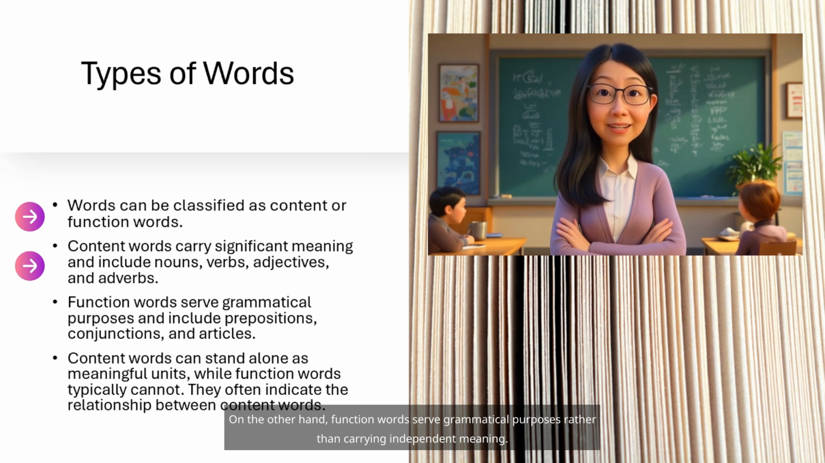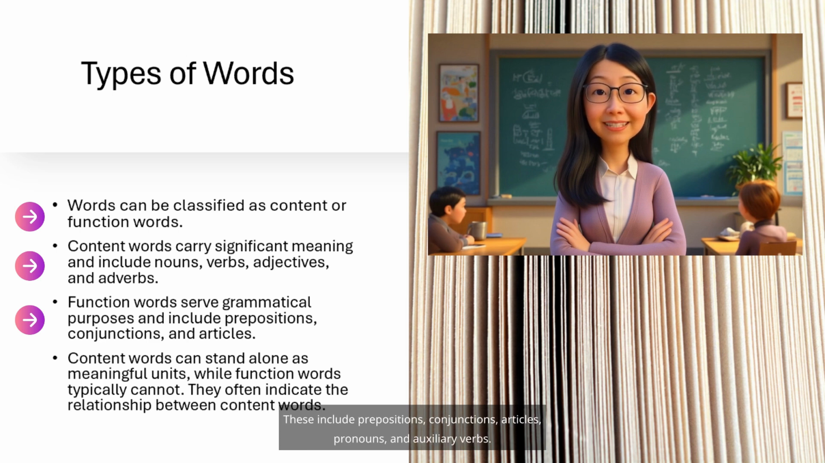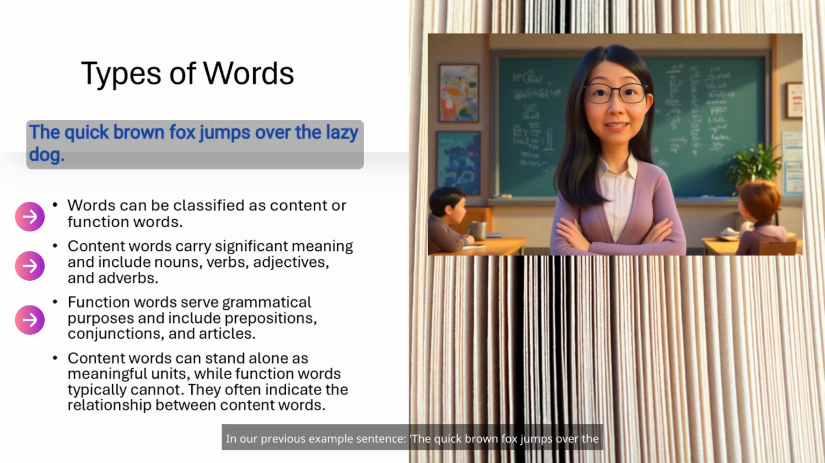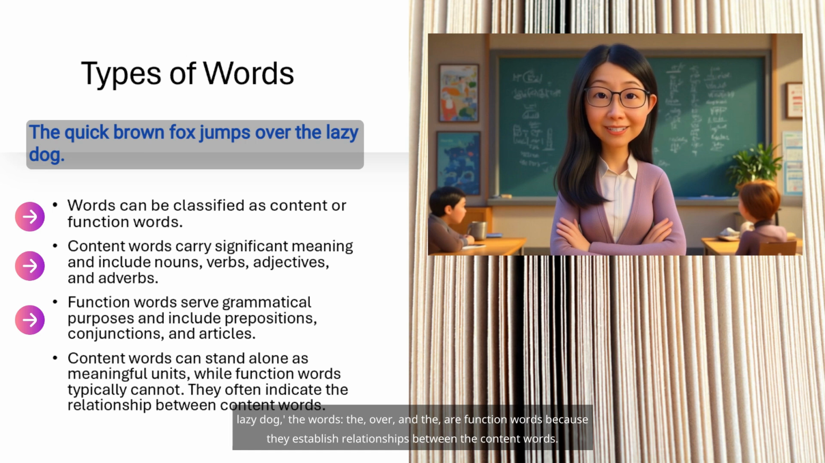On the other hand, function words serve grammatical purposes rather than carrying independent meaning. These include prepositions, conjunctions, articles, pronouns, and auxiliary verbs. They help structure a sentence by connecting content words. In our previous example sentence, the quick brown fox jumps over the lazy dog, the words the, over, and the are function words because they establish relationships between the content words.